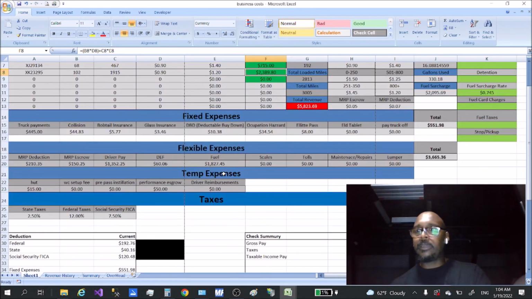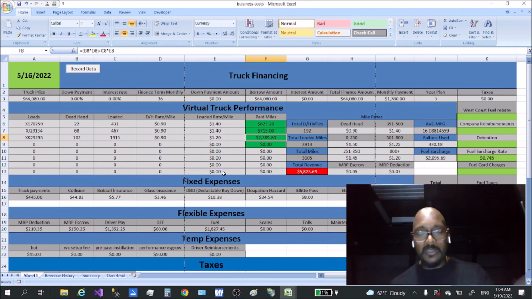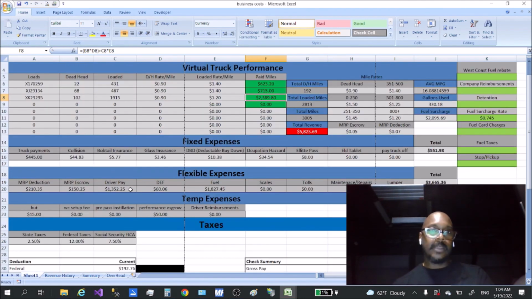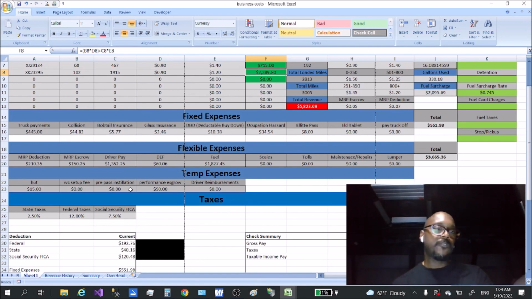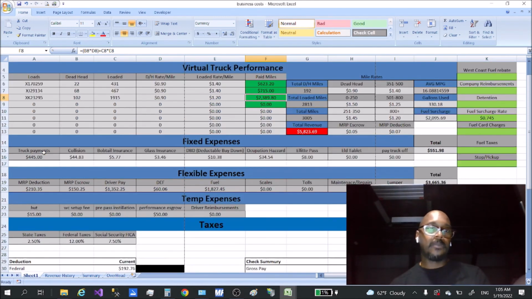Now you have the ability to make a whole lot more than that if you didn't have this truck payment, because remember they take out $450 a week. So you can add that to it, and that's how much money you would be making with no truck payment. And not only that, you wouldn't have to pay this MRP deduction. That's another $210 a week that you can be making extra if you didn't have that truck payment. This MRP deduction is pretty much your warranty. If you have your truck paid off, then you don't have to pay that MRP deduction.